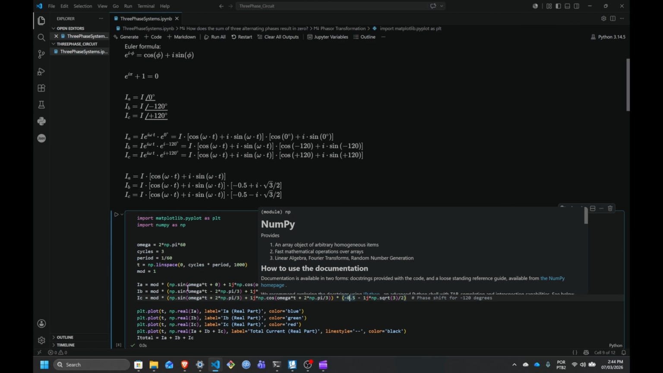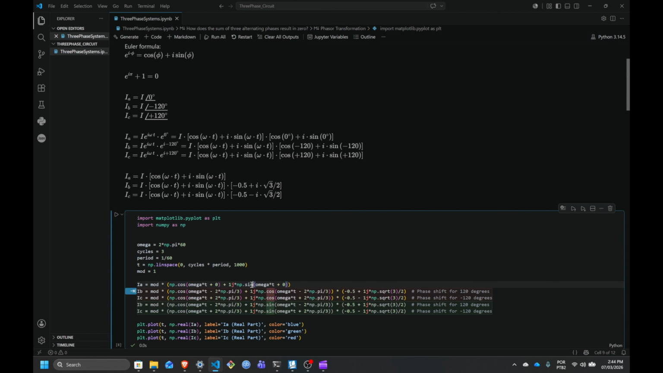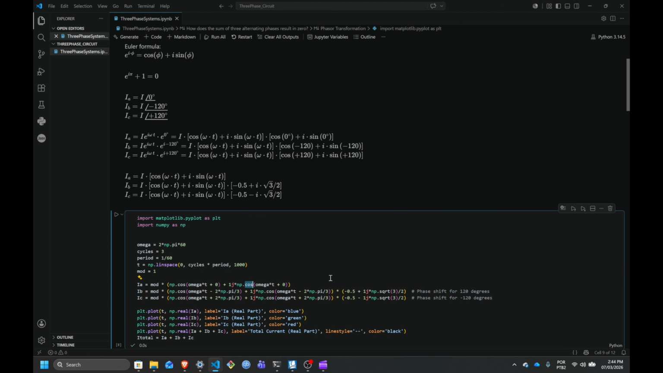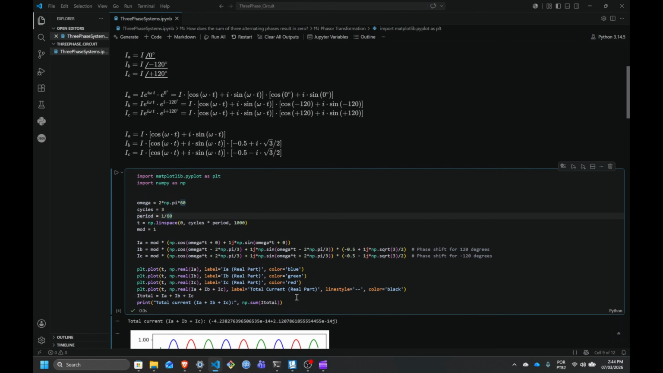Actually, I put this wrong. This is cosine, cosine, and this is sine. It is the negative, the imaginary. So using the shortcut that we explained in other videos, we use Ctrl D, and we put like that. This is the correct way, but it's going to give the same result.